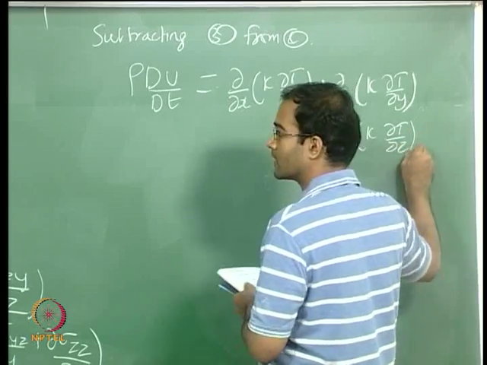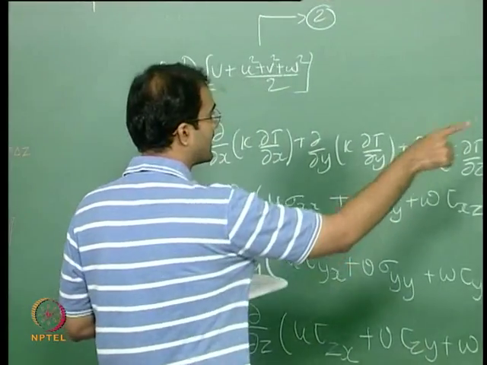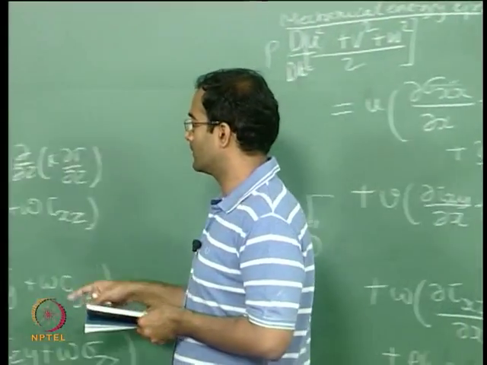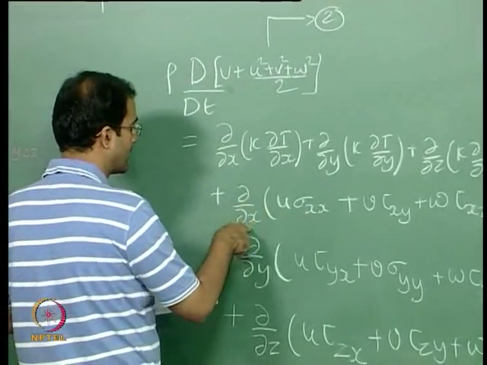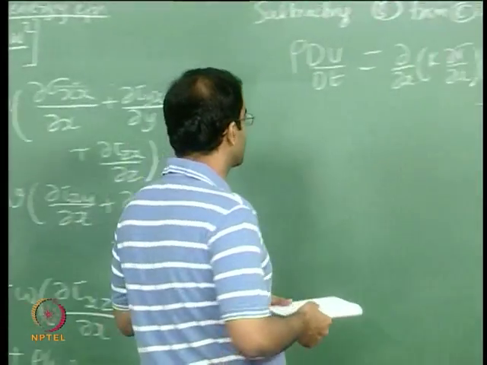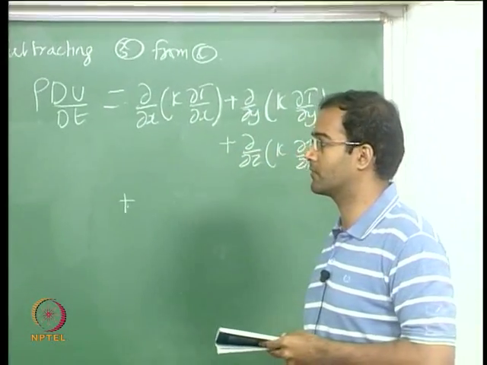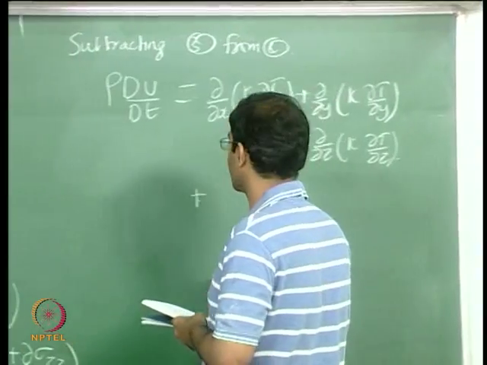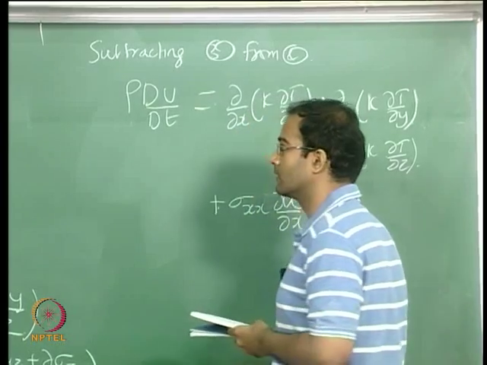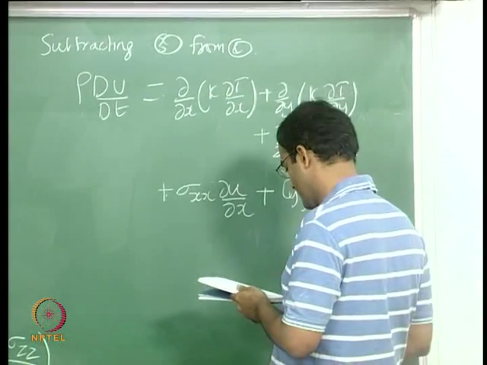and now coming to the other terms, if you look at typically this term here and there, you can expand this as d by dx of sigma xx u, which is sigma xx du by dx plus u into d sigma xx by dx, so that cancels. So what should be the remaining terms after you cancel off? You have sigma xx du by dx, right, plus tau yx into du by dy.